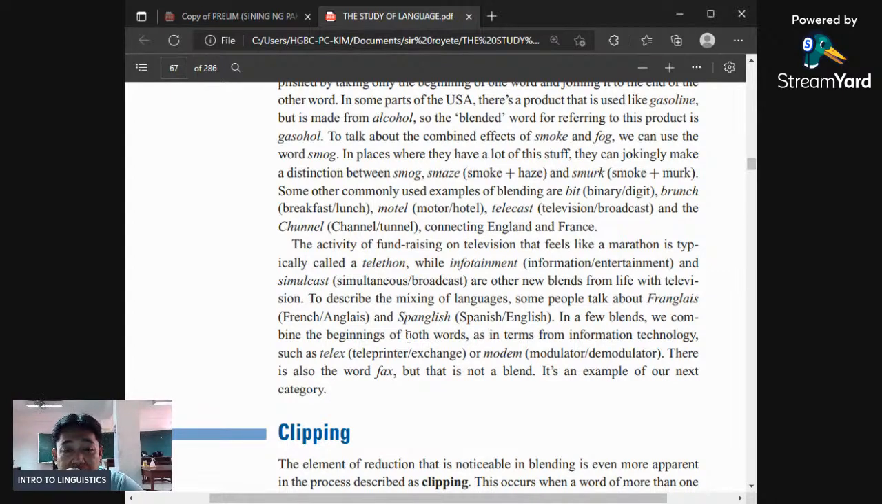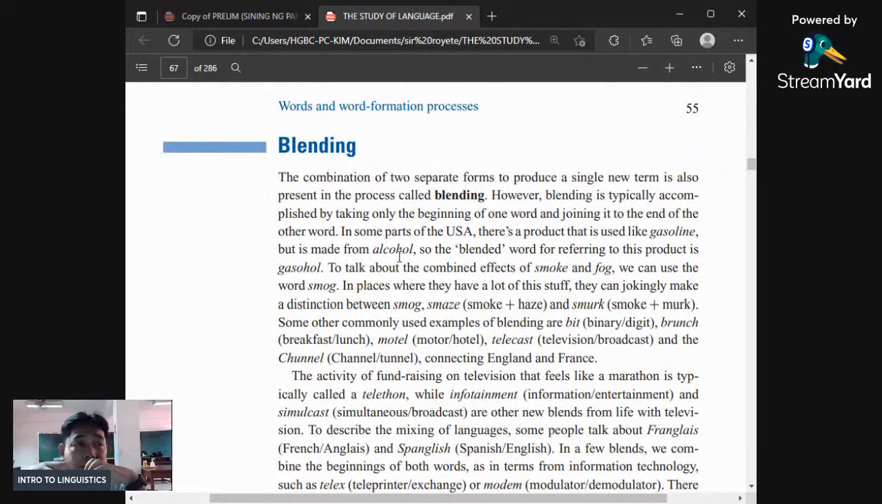So, telex means teleprinter exchange, and modem, modulator demodulator, kaya pala modem. Ano pa? Wi-Fi, wireless fidelity, kaya Wi-Fi. Diba? Alright, so that's what we call blending. Binablend natin yung dalawang word to create a new term. Kukunin natin yung unang part o beginning of the first word, and then kukunin natin yung end ng other word. That's what we call blend.